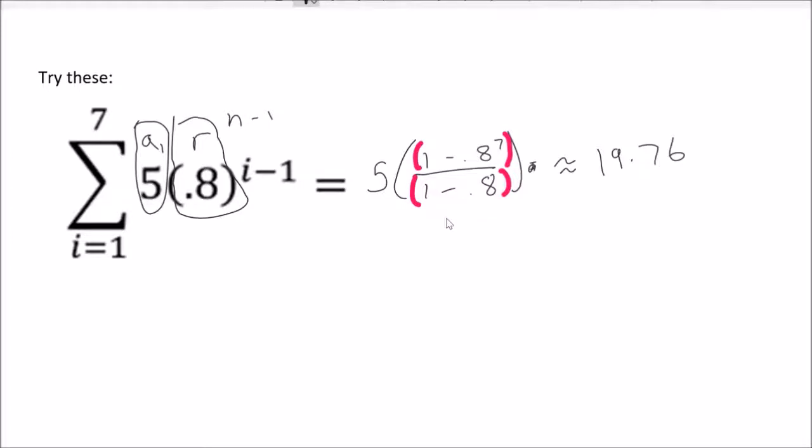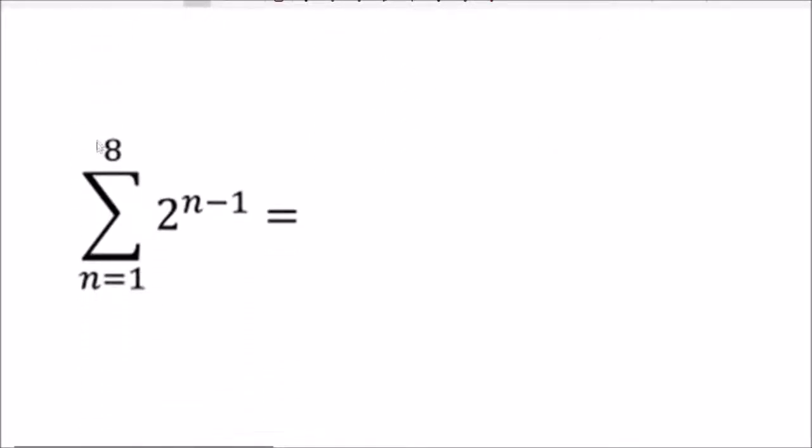The other thing that's important is, what if this number had been 87? Well, that would be a really horrible calculation to do by hand. How does it change this, though? All it would do is we type in 87 in the calculator. So that's a nice little shortcut for us. Okay, let's try another one.